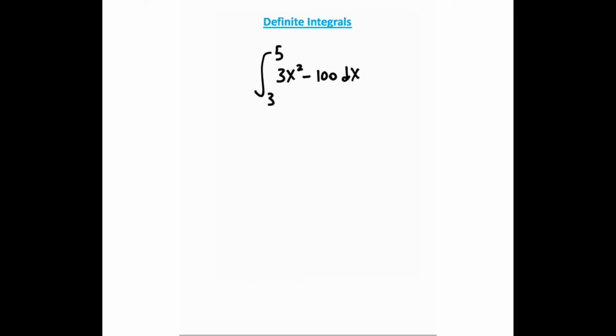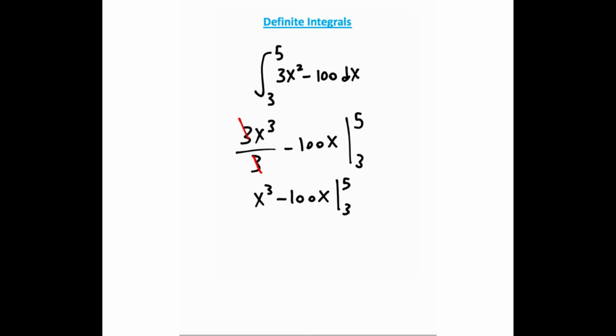Now, the way that we can do a definite integral is using that power rule, where I add 1 to the exponent and then divide the whole thing by that exponent. And since we see a constant here, I can just slap an x on. So if I run these numbers, I should get 3x cubed over 3 minus 100x bounded from 3 to 5. Now I can cancel the 3's right there, giving me x cubed minus 100x bounded from 3 to 5.